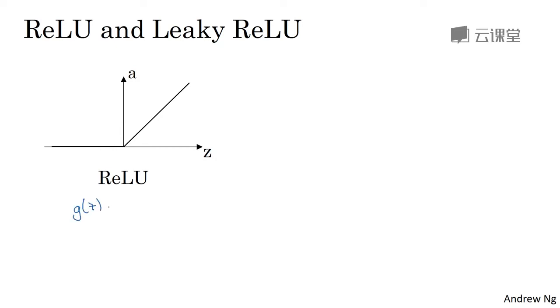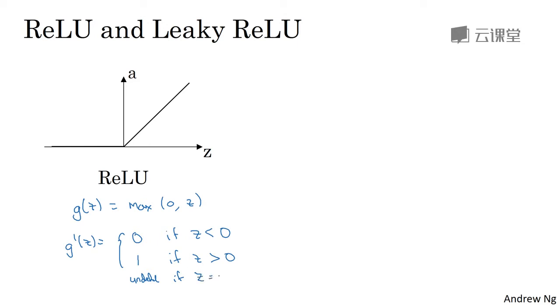For the ReLU, g of z is equal to max of 0, comma z. So the derivative turns out to be 0 if z is less than 0, and 1 if z is greater than 0, and is technically undefined if z is equal to exactly 0. But if you're implementing this in software, it might not be 100% mathematically correct, but it'll work just fine if z is exactly equal to 0, if you set the derivative to be equal to 1, or if you set it to be 0, it kind of doesn't matter.